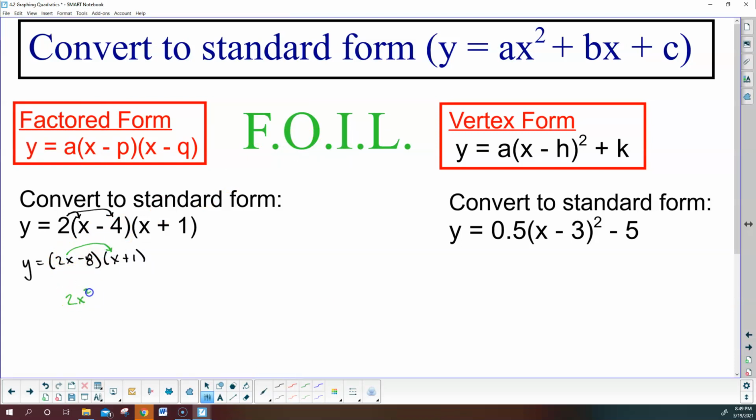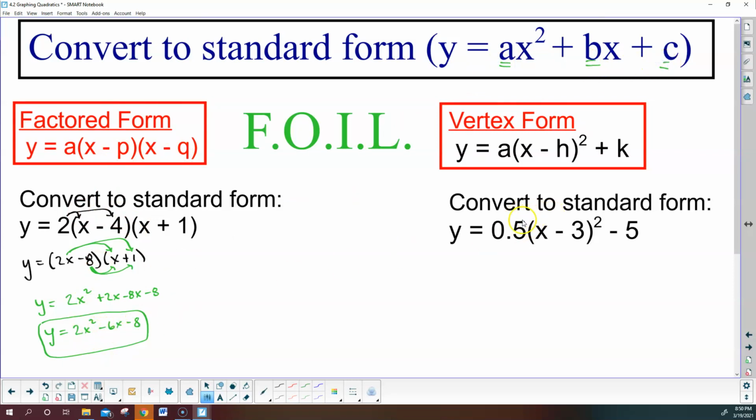So I get 2x squared, and then 2 times 1 is 2x. Then we'll distribute the inner part, negative 8x, and then negative 8 times 1. And then you have the like terms in the middle, so those two add up to give me negative 6x. And look at what I did: I took the factored form, expanded it, and now it is in the form of A, B, and C.